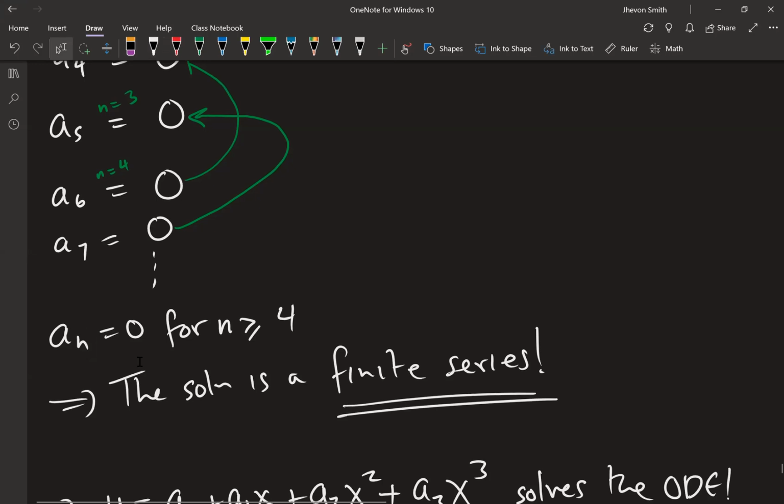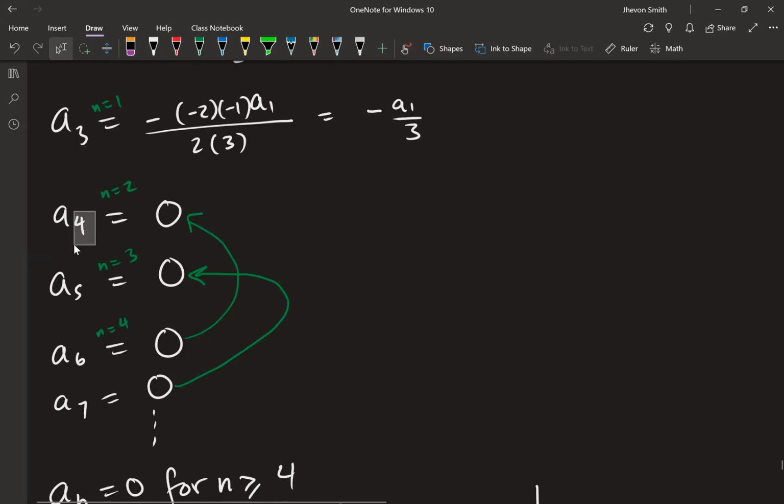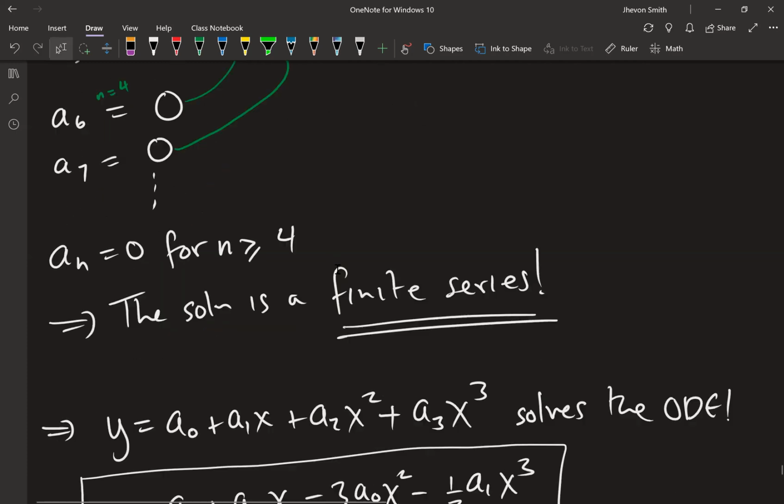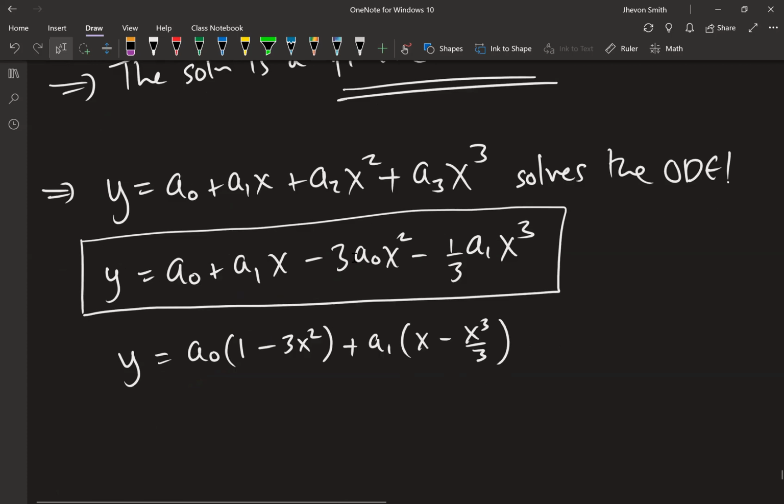Right, so I found that a sub 4 is 0, and everything beyond that is going to be 0. So all the way up to a sub 3 is actually non-zero in general, unless someone gave me zeros for the initial conditions. If the initial conditions were both 0, then y equals 0 would be the only solution to solve that.